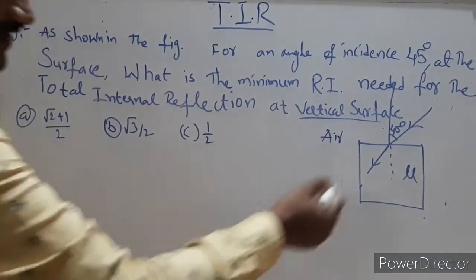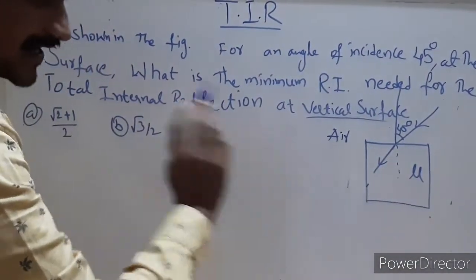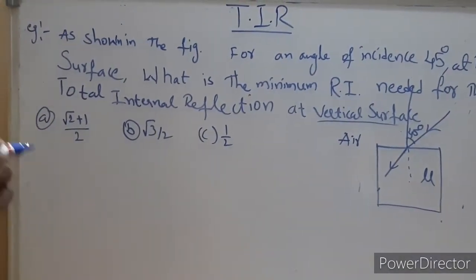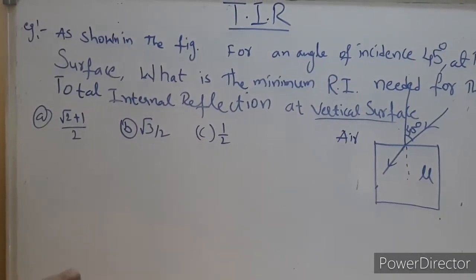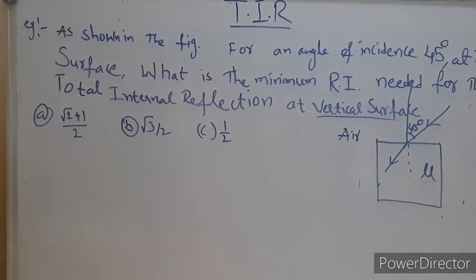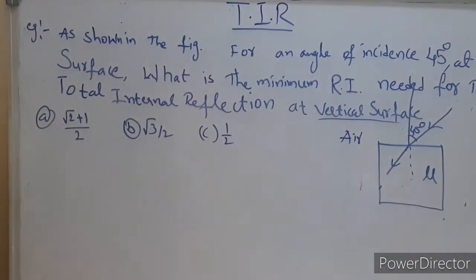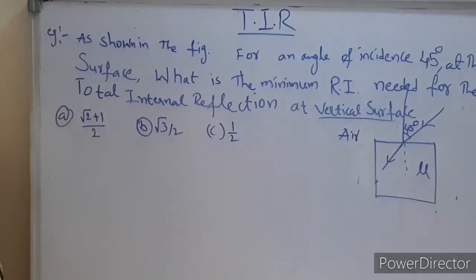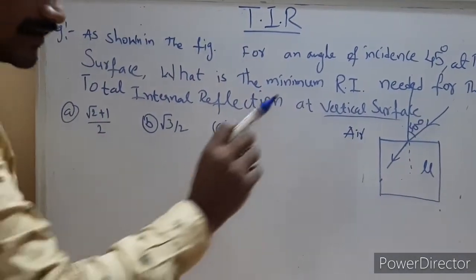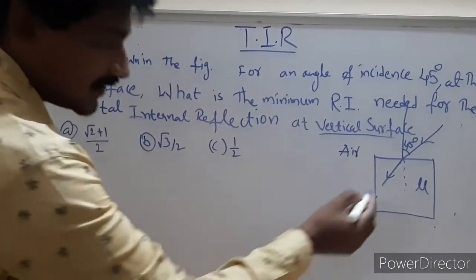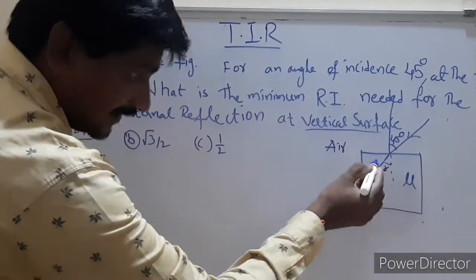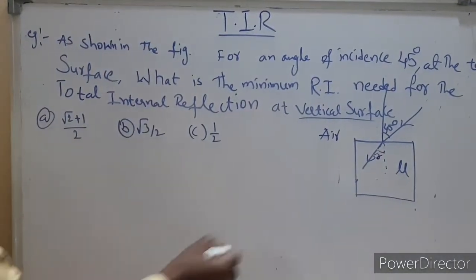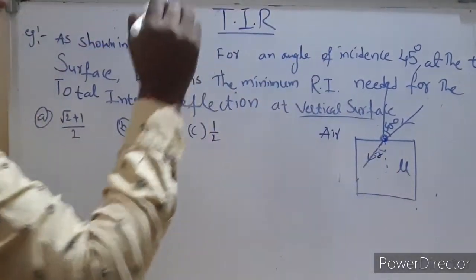Since the light ray is incident in this direction, it's bending towards this direction. So therefore we will take this as the vertical surface. We need to find the refractive index in this question, this medium. Here the light ray is entering from rarer to denser medium, so obviously it will bend towards the normal. So here it is making the angle of refraction smaller. Let me see first what about this refraction.